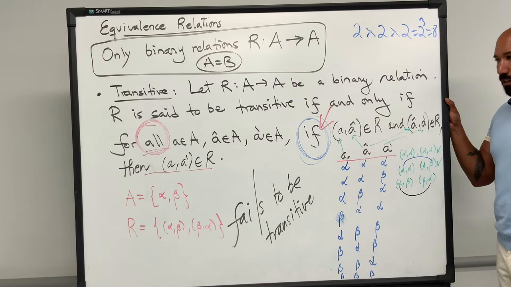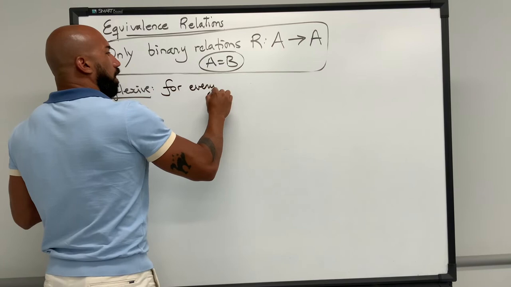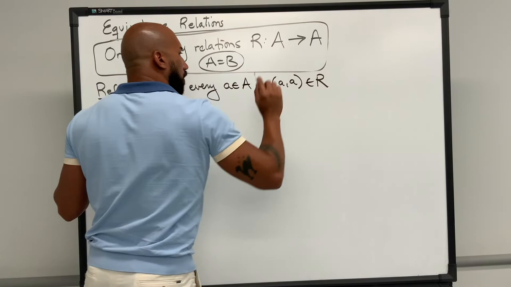We have these three properties, right? Reflexive, that means for every A in A, the pair AA is in the relation. Symmetry.